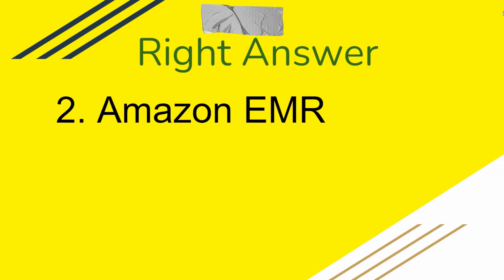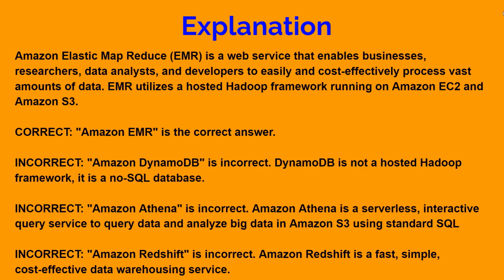Amazon EMR. Explanation. Amazon Elastic MapReduce, EMR, is a web service that enables businesses, researchers, data analysts, and developers to easily and cost-effectively process vast amounts of data. EMR utilizes a hosted Hadoop framework running on Amazon EC2 and Amazon S3. Correct. Amazon EMR is the correct answer.